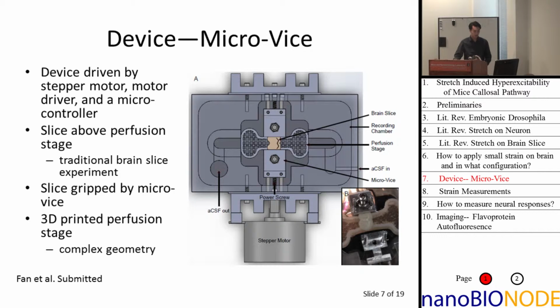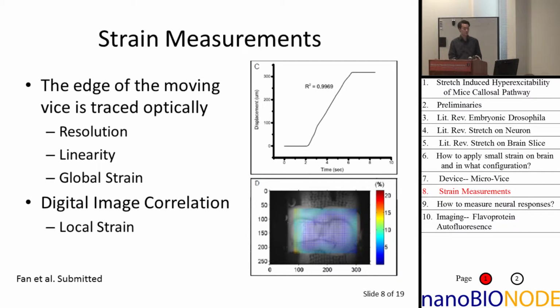This is a real live image here. And so we also are concerned about the strain measurements because ultimately we want to quantify what kind of things we're putting into the system. And so here is a map of displacement versus time. This scale is in microns. And so this device is able to give a resolution of around 10 microns. And it's pretty linear. And also by tracing the edges, you would be able to get the global strains that you put into the slice.